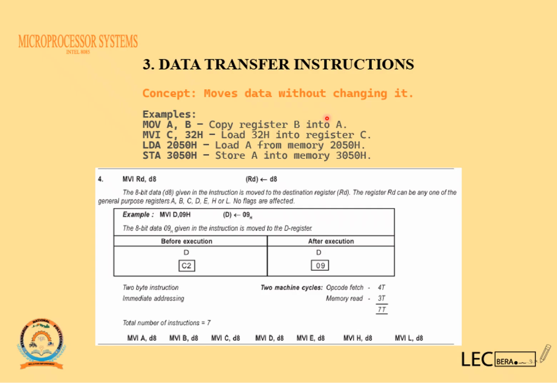So I have memory location 2050H which contains data, and that data is going to be loaded to the accumulator. So load from memory location 2050H. And if I want to load data from the accumulator to a memory location, then I have to use a store instruction. So we have STA 3050H. I'm storing data from the accumulator to memory location 3050H. Store A into memory 3050H.